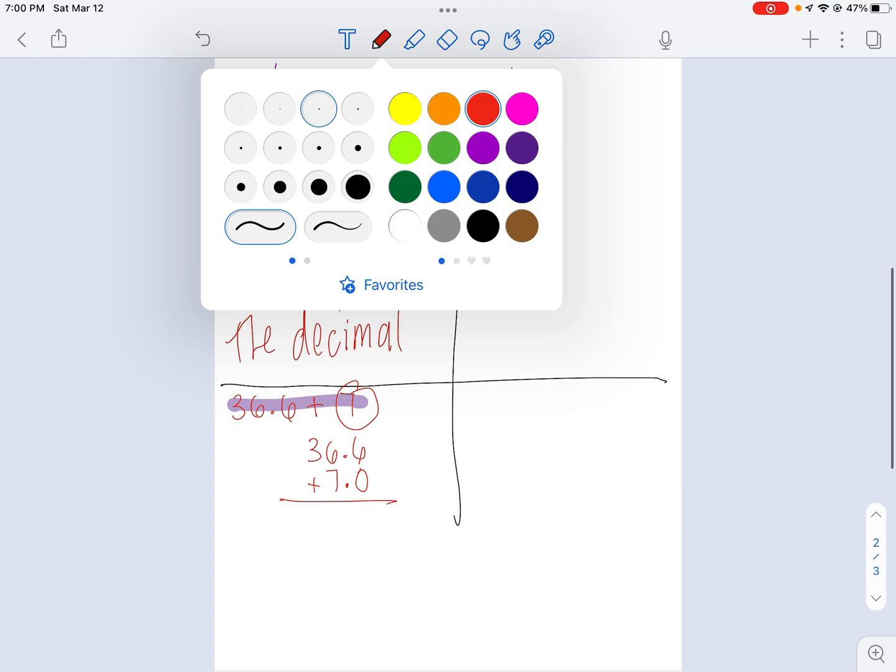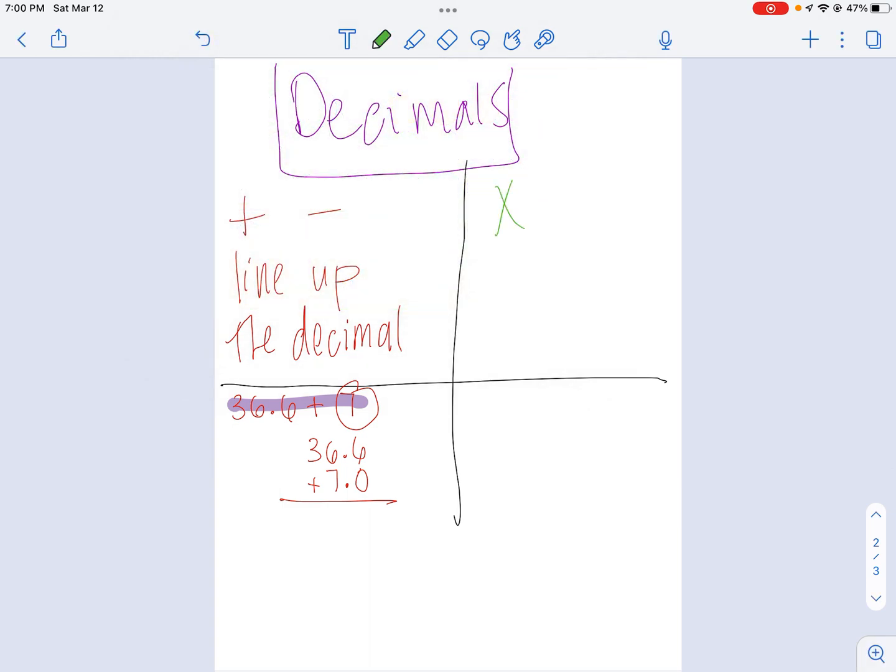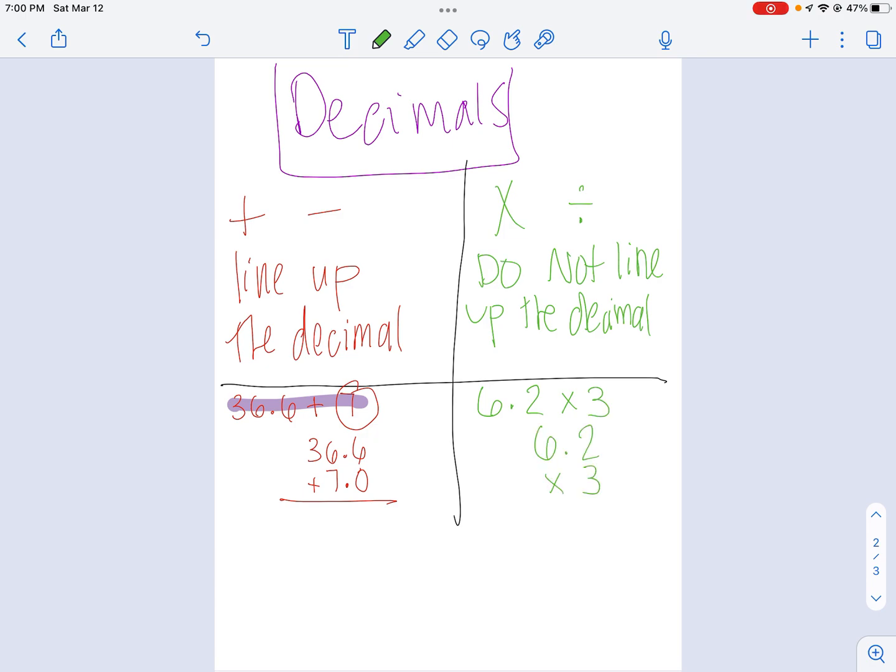The other thing we need to remember for decimals is that when you multiply or divide, you do not line up the decimal. So for example, if I was multiplying 6.2 times 3, I would just line it up this way. I don't have to worry about where the decimal is in the 3. I can just multiply it the way I normally would, and I would be fine. If you struggle with remembering when to line up decimals and when not to, I would take a screenshot of this right now so that you can use it while you're doing the center.